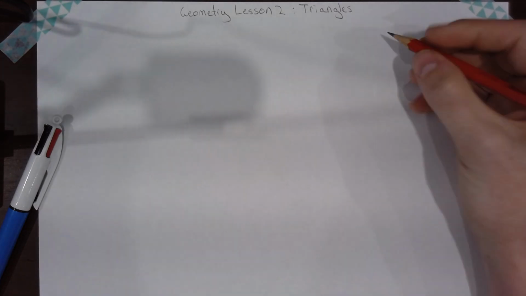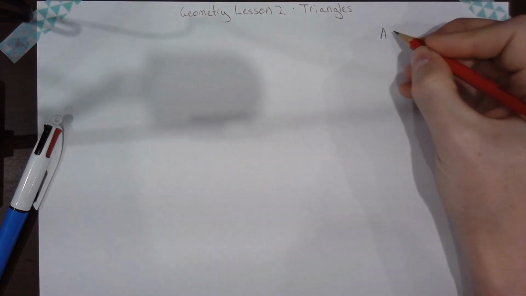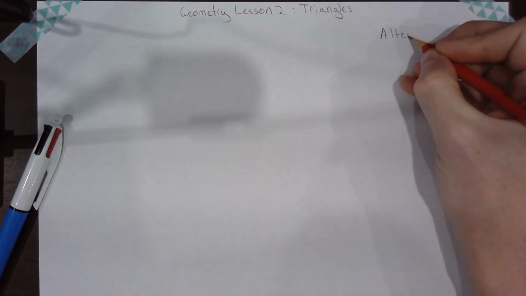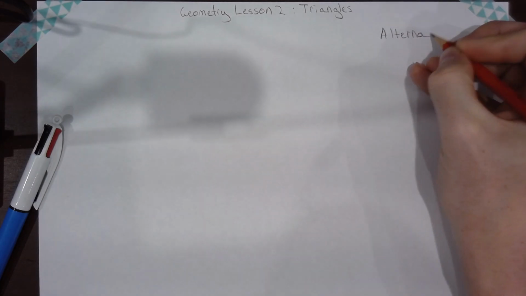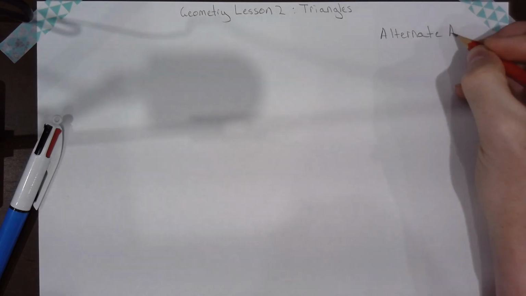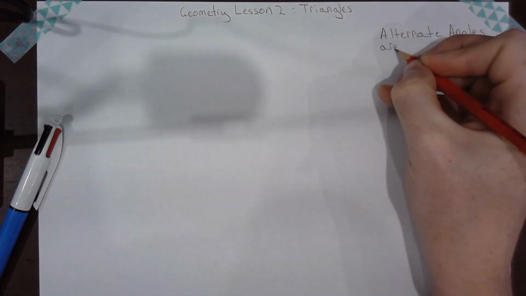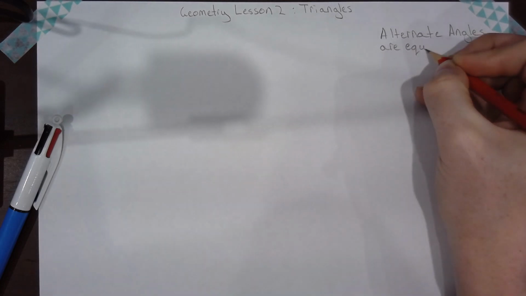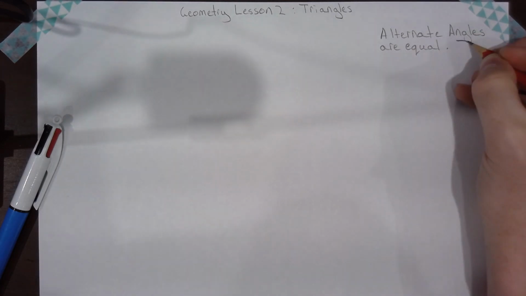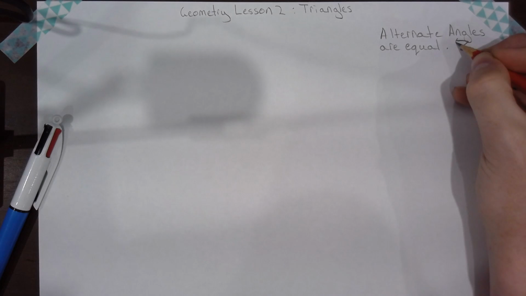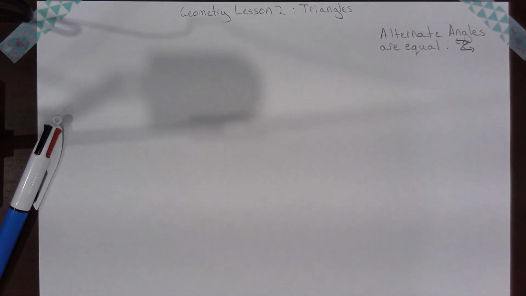So the first thing that I want to say is that everything that we talk about this lesson is going to be to do with the alternate rule, that alternate angles are equal. This Z rule that we sometimes call it. So a lot of what we talk about today, in fact pretty much everything, is to do with that one rule. The next thing I want to do is actually draw a triangle.